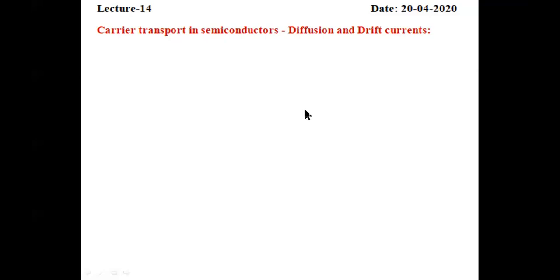Dear students, today we are going to see one of the important topics in semiconductors, that is understanding of transport phenomenon in semiconductors. That means today we are going to see carrier transport in semiconductors basically in two ways. The first one is diffusion and the second one is drift. This diffusion and drift transport phenomena of carriers result in currents. That's the reason why we also call this transport phenomenon as drift current and diffusion current.